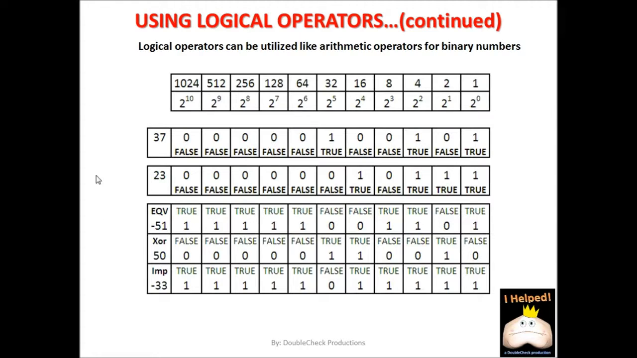We do the same thing with the implied, and we end up with 37 implied 23 equals negative 33. So 37 equivalent 23 equals negative 51. 37 exclusive 23 equals 50. 37 implied 23 equals negative 33.